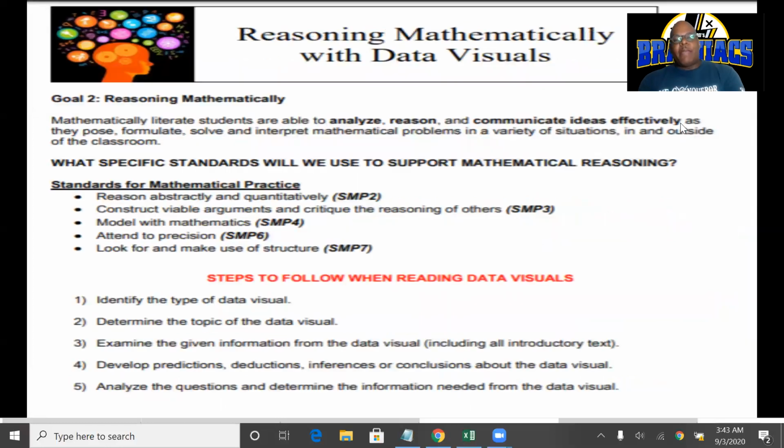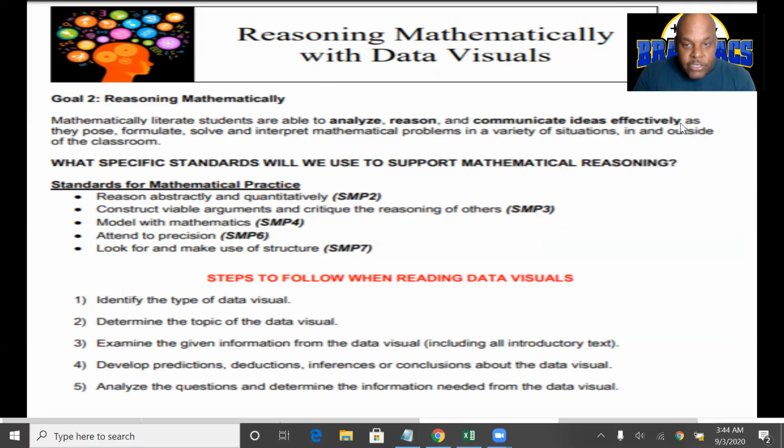All right, reasoning mathematically with data visuals. So you're going to see graphs, you're going to see charts, and mathematically literate students are able to analyze, reason, and communicate ideas effectively. This is reasoning mathematically, goal 2, as they pose, formulate, solve, and interpret mathematical problems in a variety of situations in and outside of the classroom. Your standards will require you to reason abstractly and quantitatively. That's your second standard, math practice.